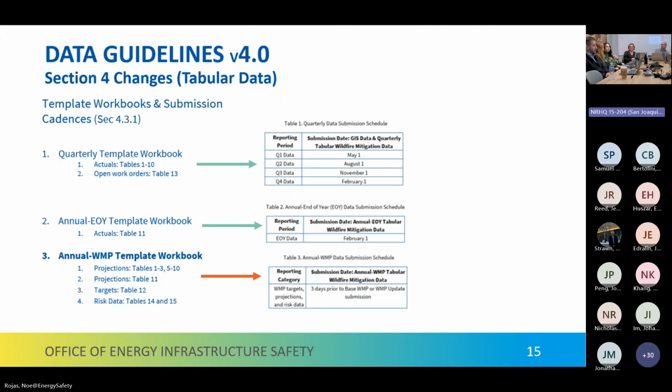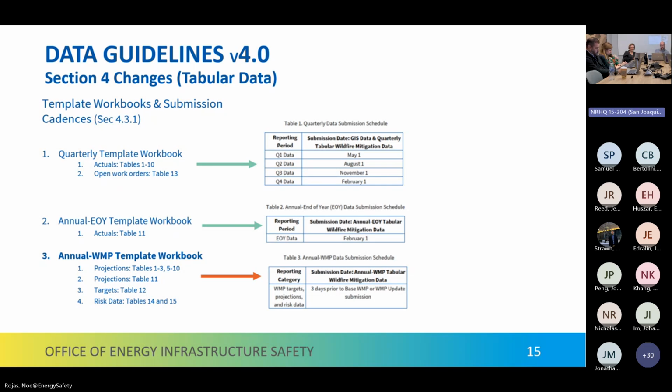All right, section 4, the tabular data. So this is going to be kind of a drill down into all the changes that were alluded to in section 2. We already introduced the multiple submission cadences, and each of those cadences has a corresponding template workbook. Similar to how we've had the tables 1 through 15 template workbook, now there's a template workbook for each submission cadence for each data set.